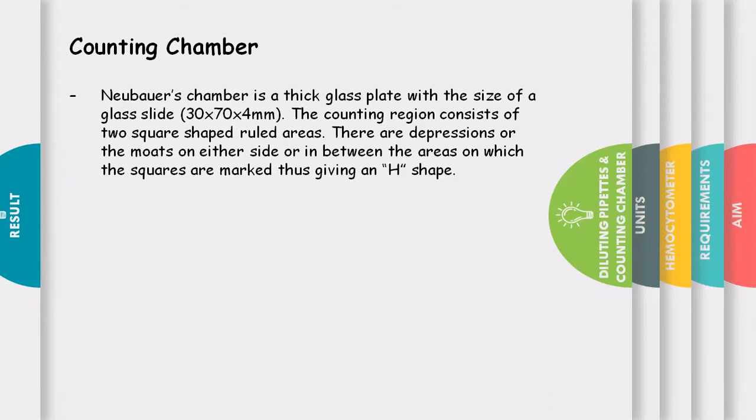The counting region consists of two square-shaped ruled areas. There are depressions or moats on either side of, or in between, the areas on which the squares are marked, thus giving an H-shape.